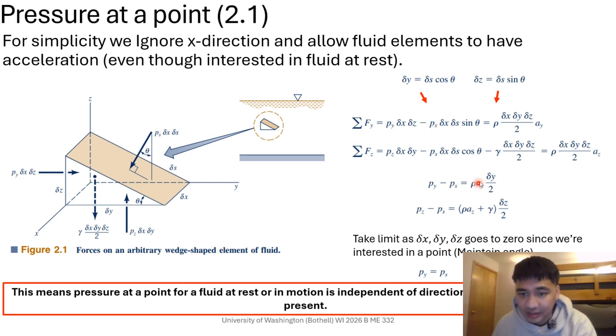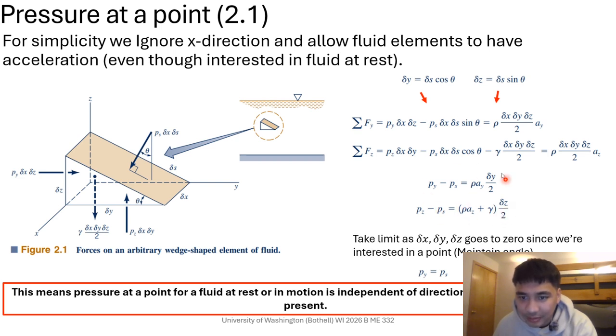And you're going to see it simplifies to these 2 equations down here. Pressure in the y direction minus pressure in s, P_y minus P_s, is equal to the density times acceleration and then change in y divided by 2. Here's the other equation down here: pressure in the z direction minus pressure in s is equal to density times acceleration plus specific weight, times delta z divided by 2. And this is just factored out here.